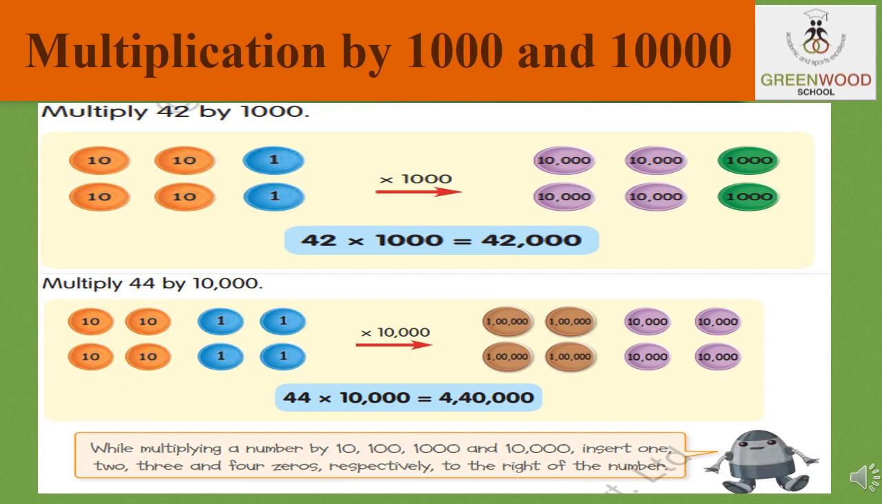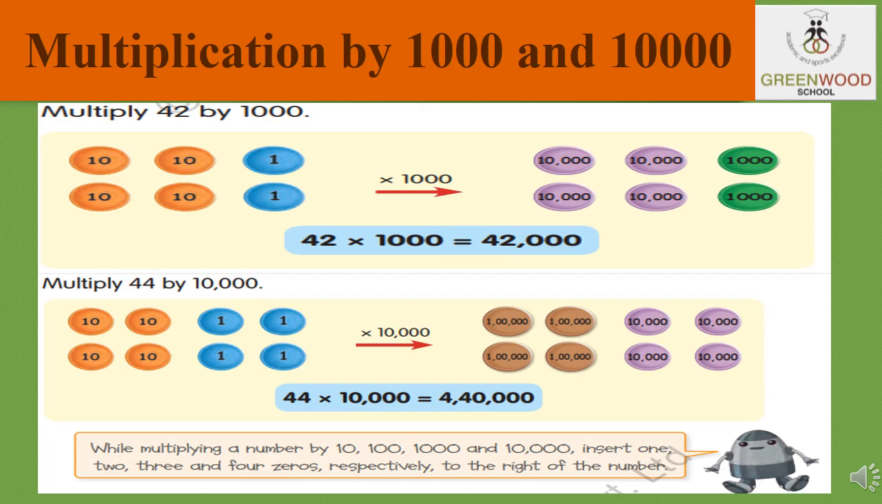Multiplication by 1000 and 10,000. Multiply 42 by 1000. Split 42 into 4 tens and 2 ones. Now when 10 is multiplied by 1000, we get 10,000, and 1 into 1000 is equal to 1000. And the total of the answer is 42,000.